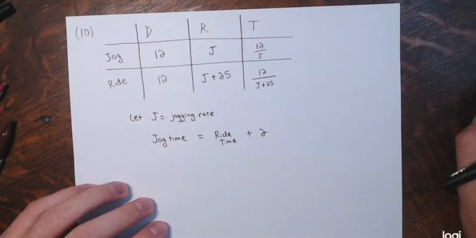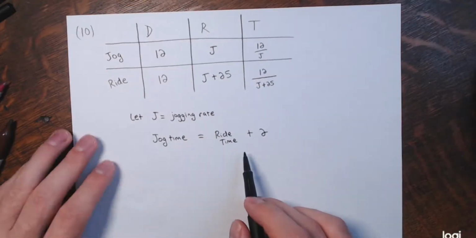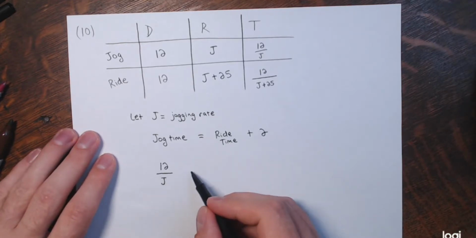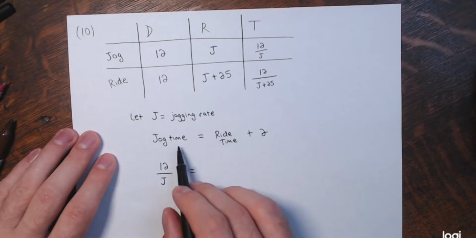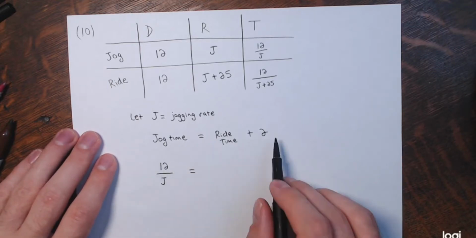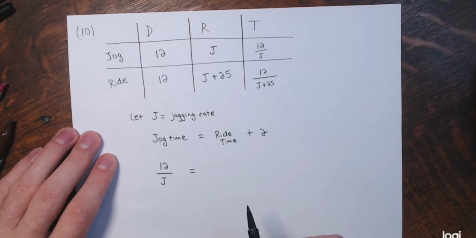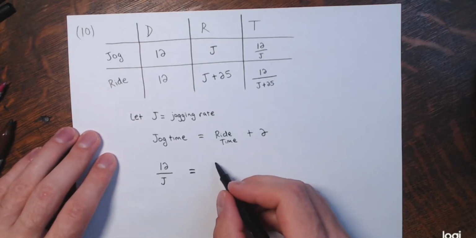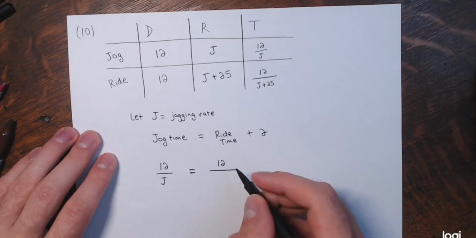Right, so back again to the page, and I'll set up our equation. The jog time was 12 divided by j equals, or you could take jog time minus ride time is 2, if you want to write it that way, same thing. The ride time was 12 divided by j plus 25.